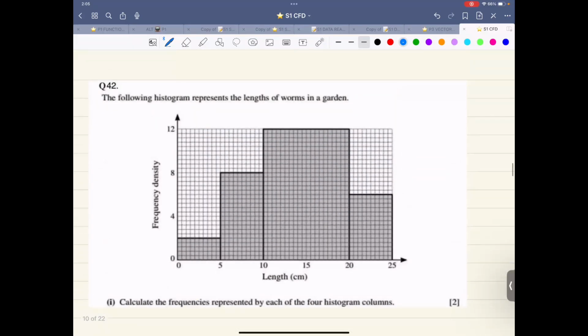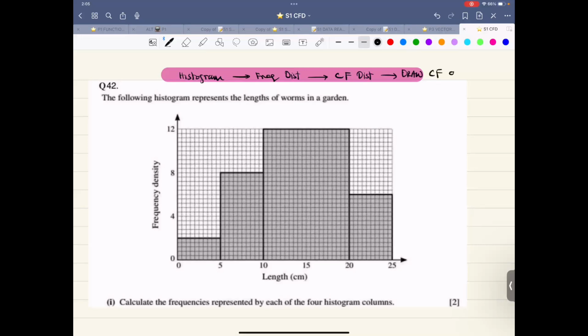So now the first thing over here, what is this particular question all about? This particular question is all about a histogram. From that, you have to get a frequency distribution. From a frequency distribution, you have to create a cumulative frequency distribution. And then we have to draw a CF graph, which could be a curve, a CF curve, or it could be a polygon. That is your choice. And that's all about it.